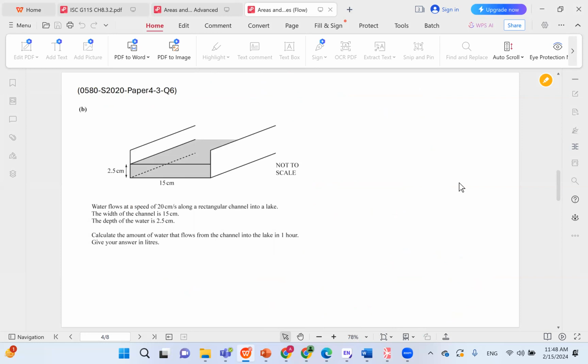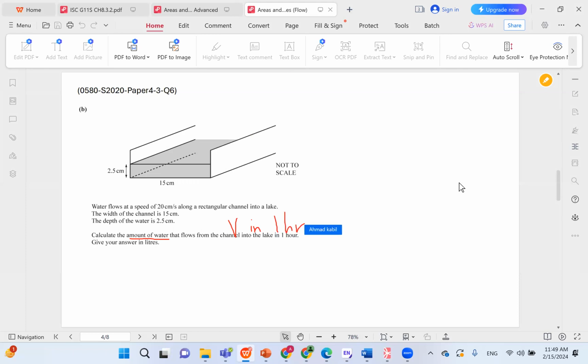In B, we are told water flows at a speed of 20 along a rectangular channel into a lake. The width of the channel is 15. The depth of water is 2.5. Give the amount of water that flows from the channel into the lake in 1 hour. So the amount of water is a volume. The amount of water, this means that they require volume in 1 hour.